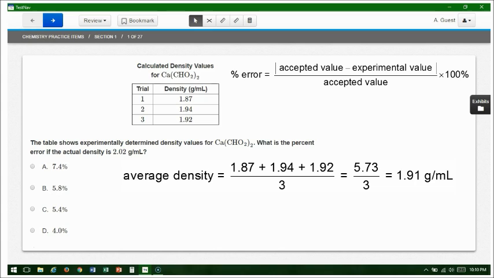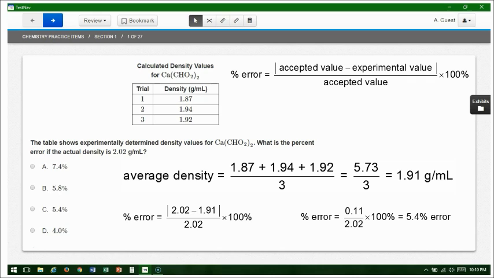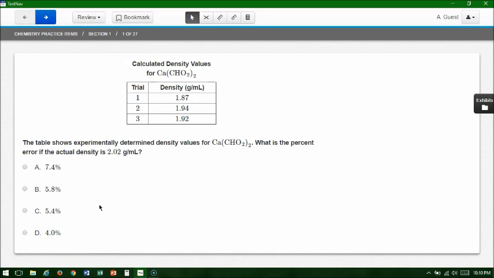So the percent error, we take the accepted value, 2.02, minus the experimental value, 1.91, divided by the accepted value, 2.02. So we have a difference of 0.11 divided by 2.02 and then times 100. So that math gives us 5.4% error. And the correct answer is C, 5.4%.